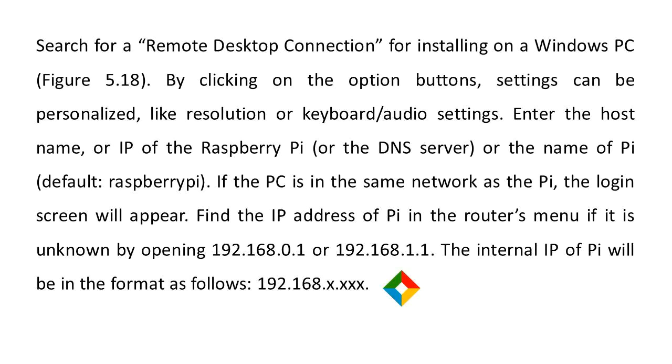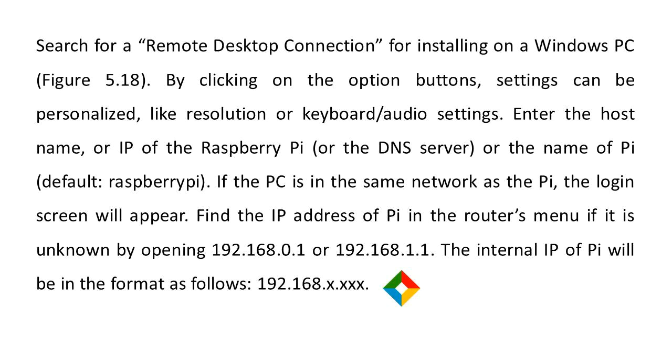Search for a remote desktop connection for installing on a Windows PC, shown in Figure 5.18. By clicking on the option buttons, settings can be personalized, like resolution, or keyboard and audio settings. Enter the host name, or IP of the Raspberry Pi, or the DNS server, or the name of Pi, default, Raspberry Pi. If the PC is in the same network as the Pi, the login screen will appear.